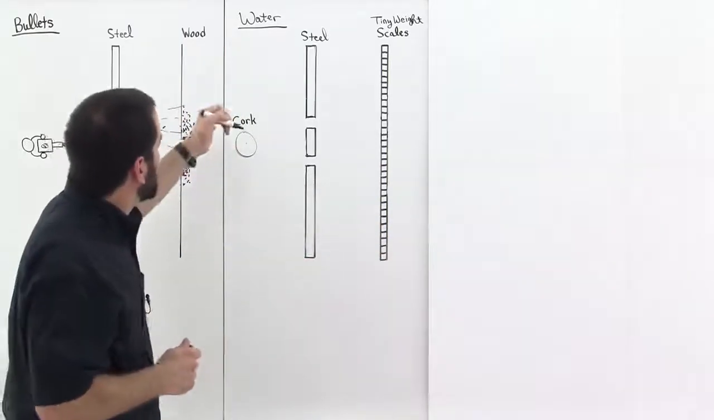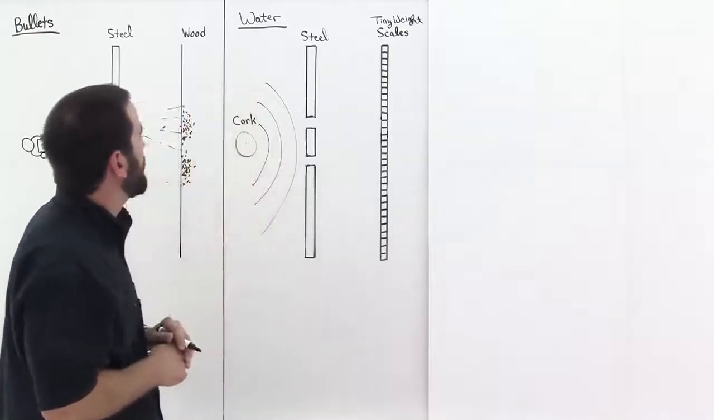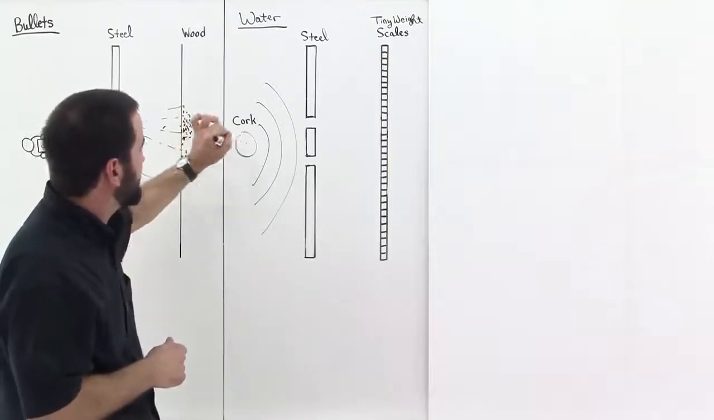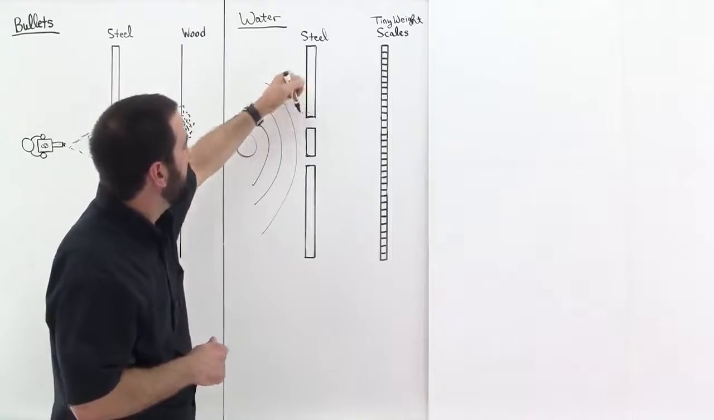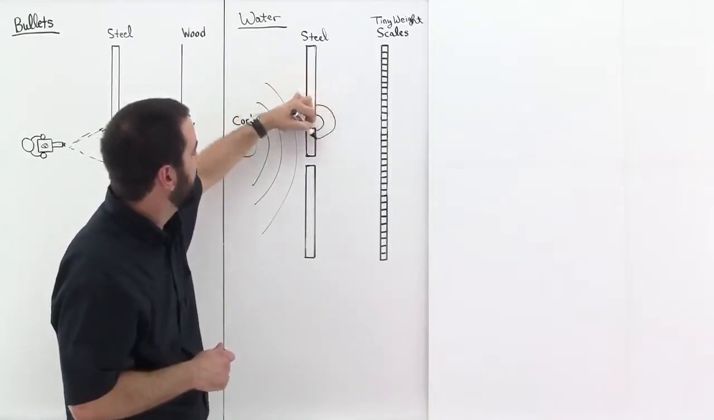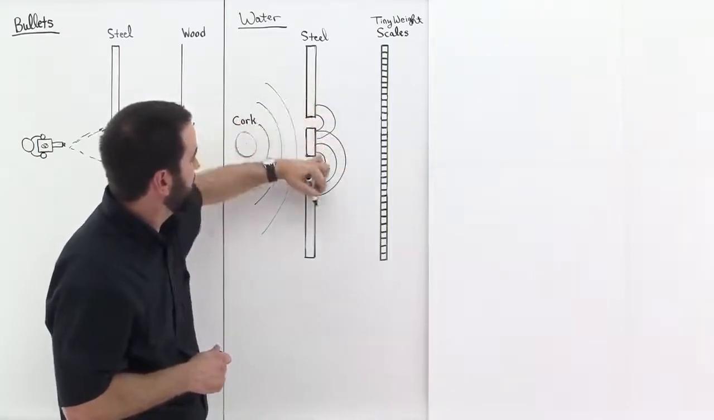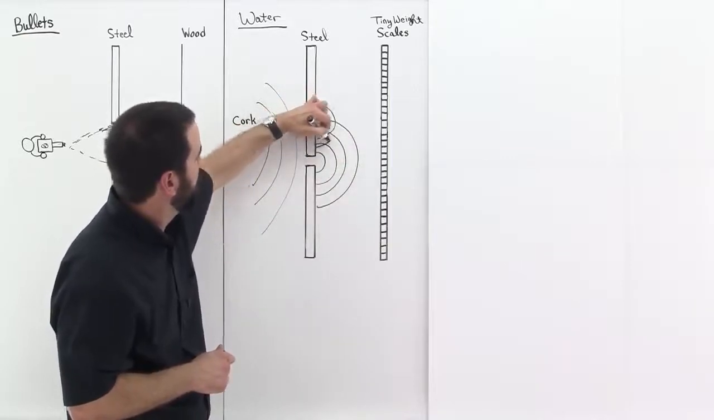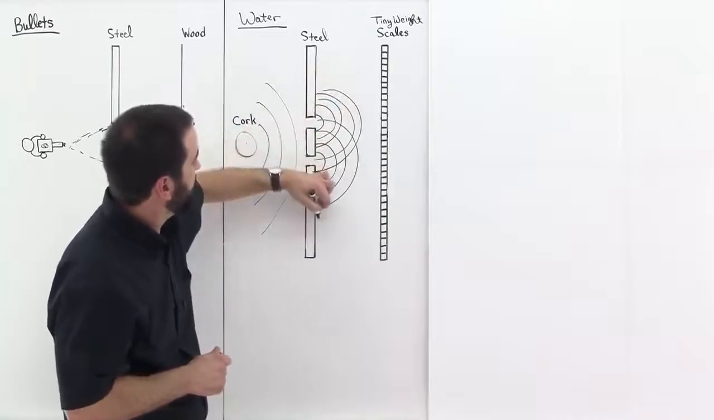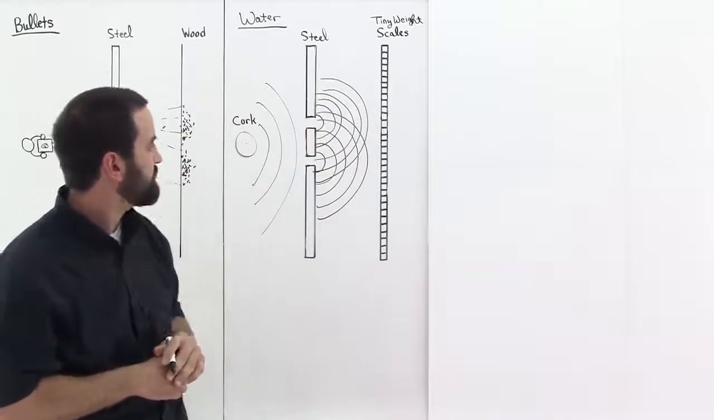So the cork bobs up and down, and we get these water waves progressing out towards the steel barrier. When the waves arrive at the steel barrier, they will diffract through these slits, and we will get two new wave sources like this. And those two new wave sources will interfere with one another. I'm drawing them as best I can.